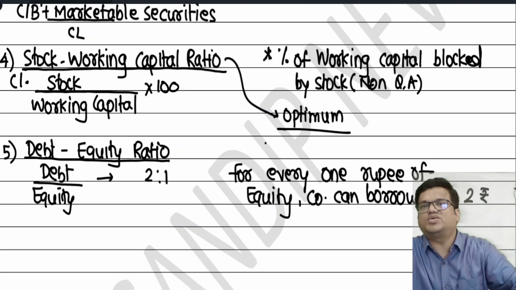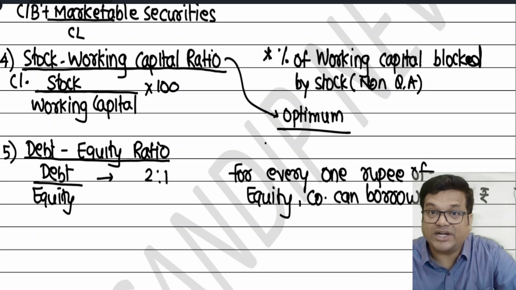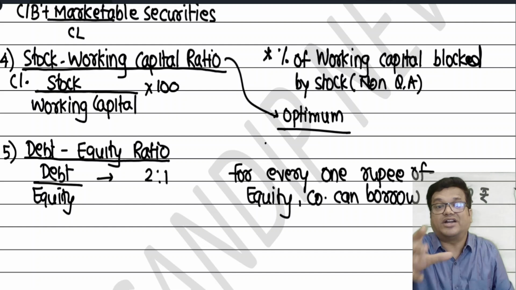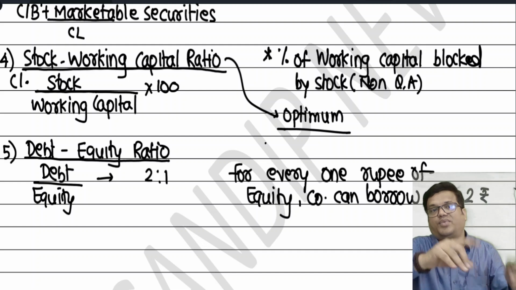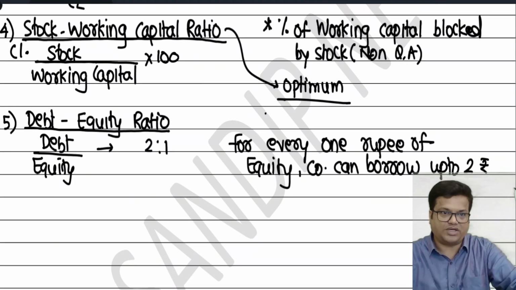So what you are trying to check is that in your total capital employed, because we know debt plus equity is nothing but what? Capital employed. So what we are trying to check? We are trying to check that in our total capital employed, what is the composition of debt and that of what? Equity.